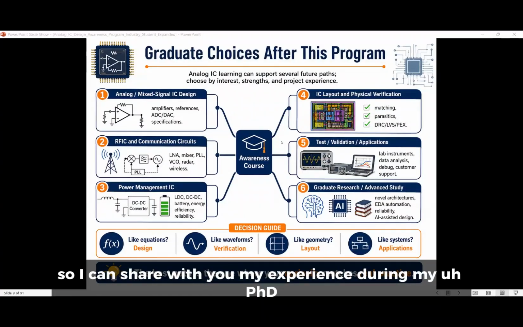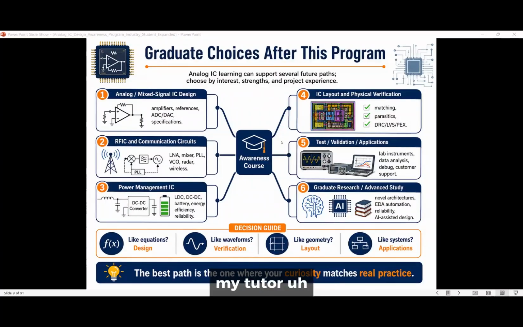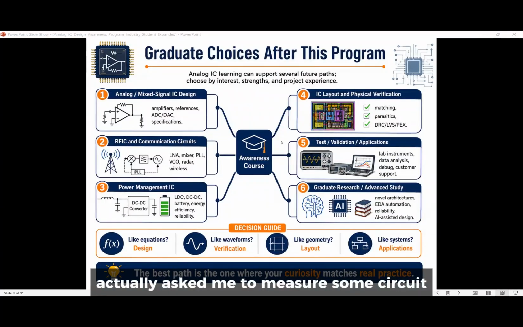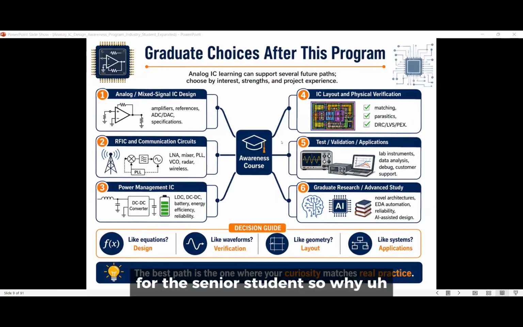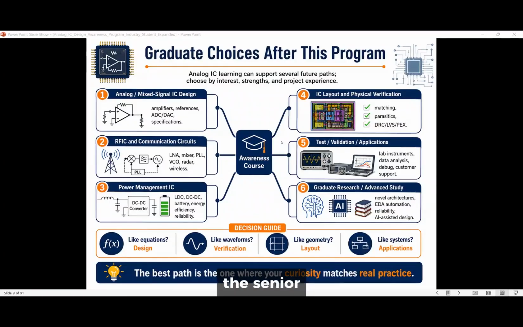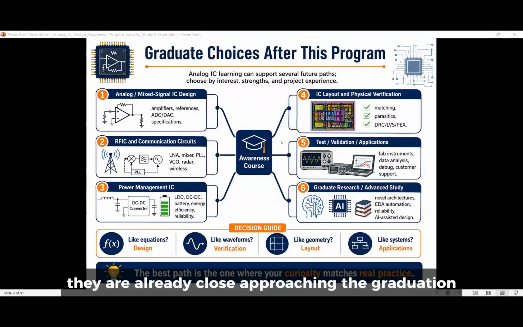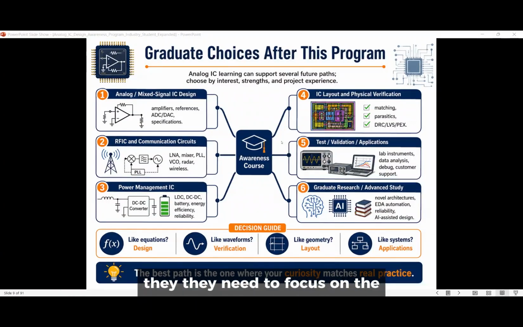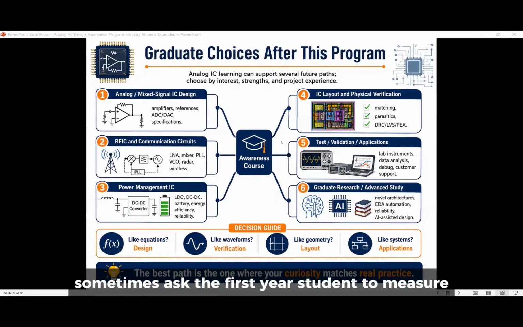I can share my experience during my PhD. During my first year, my tutor asked me to measure some circuits for the senior students. One important reason is that the senior students did not have much time for measurement. They were approaching graduation and needed to focus on paper writing or the defense of the PhD. So the tutor sometimes asked a first-year student to measure for them.